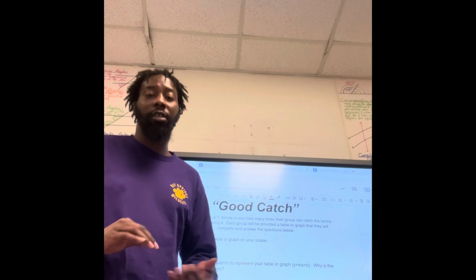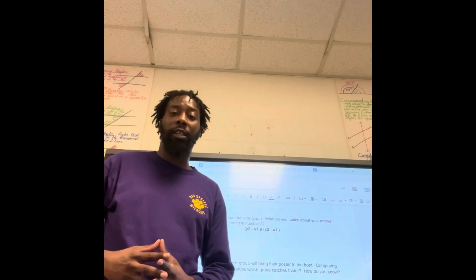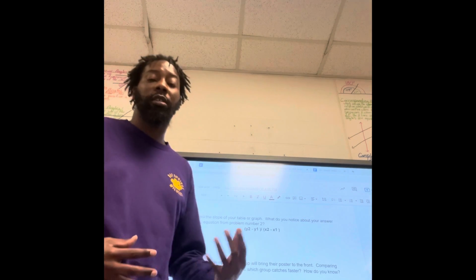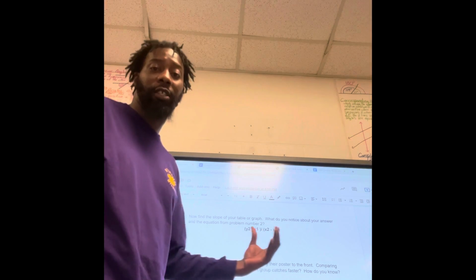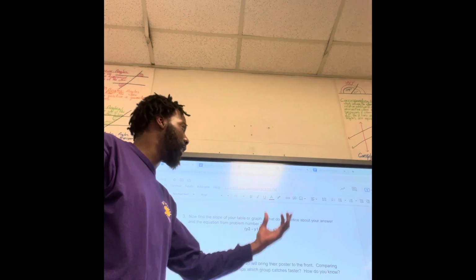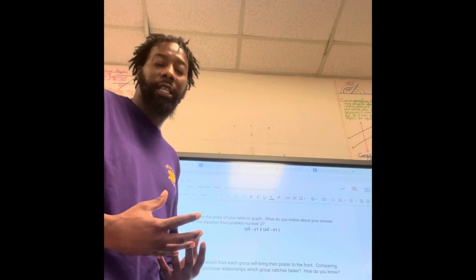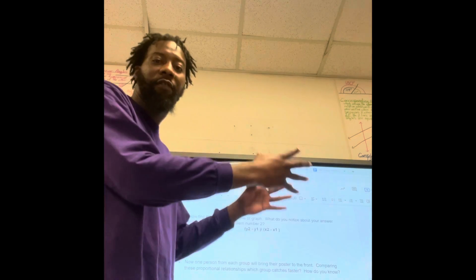When we transitioned back to the worksheet, they had to answer question number 3, where they were asked to find the slope of their table or graph using the slope formula. Now, we've been working with the slope formula for a couple of days, so this part wasn't new. But what I wanted kids to see was: look at your slope and look at your linear equation. Do you notice anything? I wanted them to notice that the value you got for your slope is the same value as your unit rate.